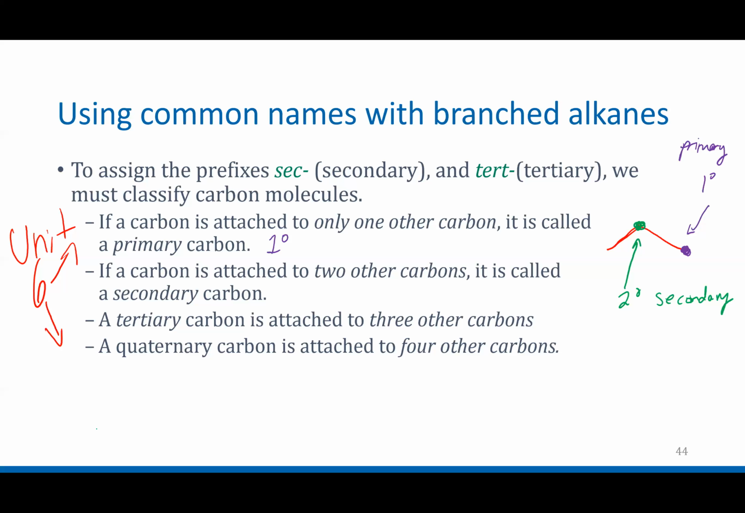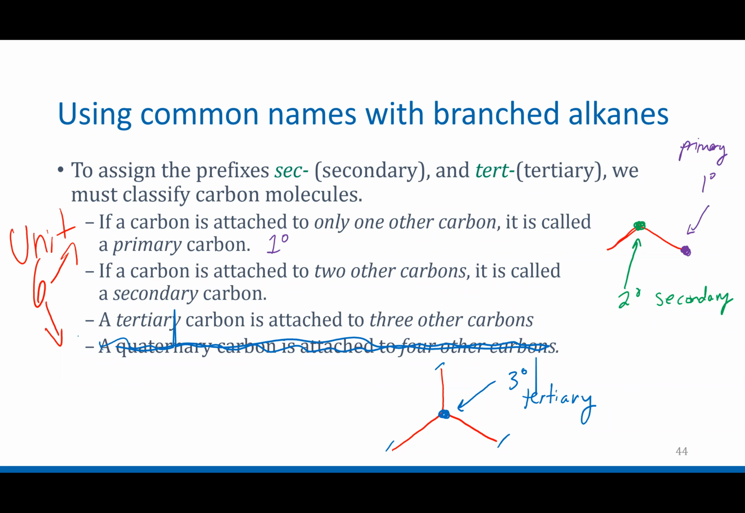So what about tertiary? I'll go red again. In this situation, if you look at the very bottom of the slide, let's look at the carbon in the middle. This would be a tertiary carbon, meaning it's attached to 3 other carbons, 1, 2, 3. A quaternary carbon is attached to 4 other carbons. We won't really ever see that, but in theory, you could have 1, 2, 3, 4, but we're only going to deal with primary, secondary, tertiary.